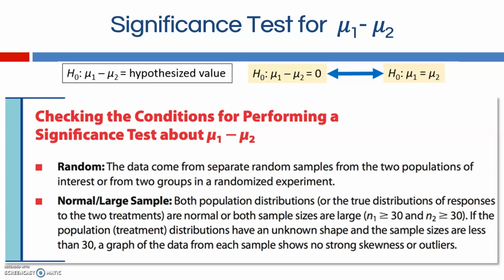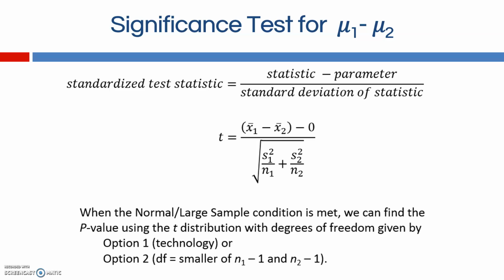All right, so let's check the conditions first. We've got that random condition that you all know about. And then, of course, the normal and large sample condition. You're going to notice these are the same conditions that we talked about yesterday. Remember that magic number is 30 or more. If you get that, you don't have to look at the sample graphs of each of your independent groups. All right, so these are two conditions. So again, nothing different. We're going to move on here.